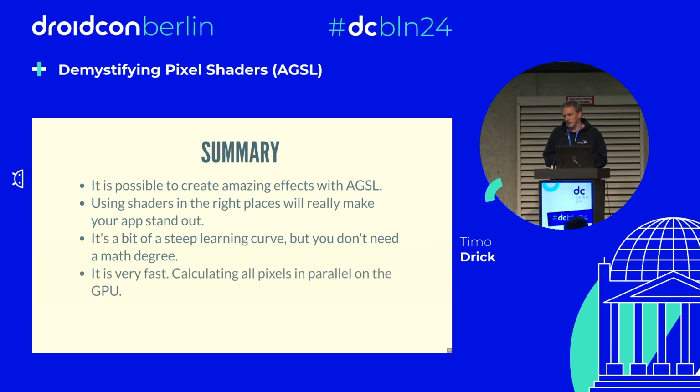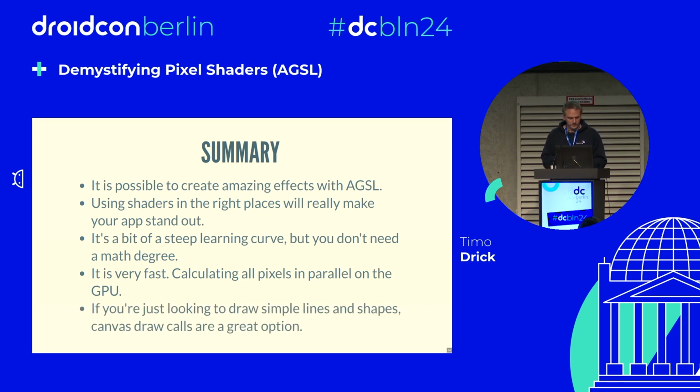And important, it's very fast, so it gets compiled. It's not a JVM thing or something like that. It's directly executed on the GPU. But when you just want to draw simple shapes which are not fuzzy at the edges or something like that, then maybe it's better to just use the canvas draw operations. It's a little bit simpler.